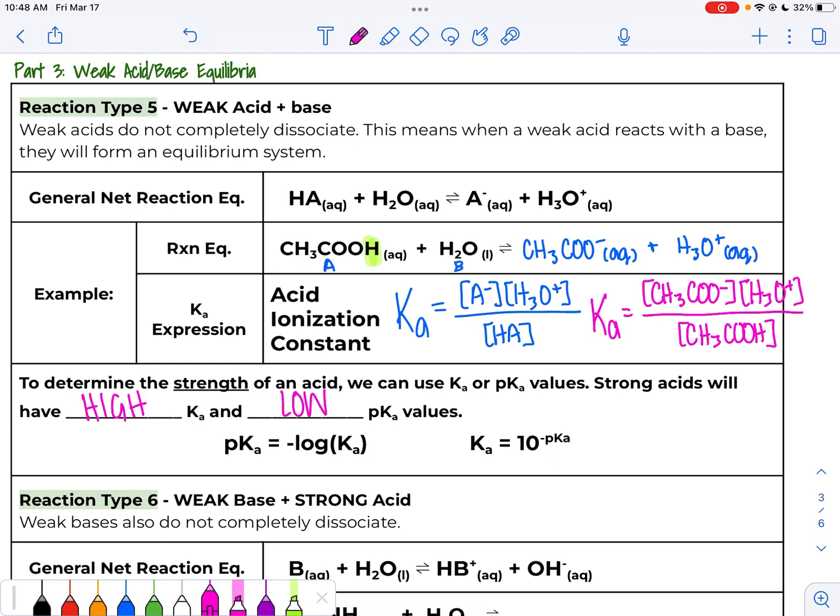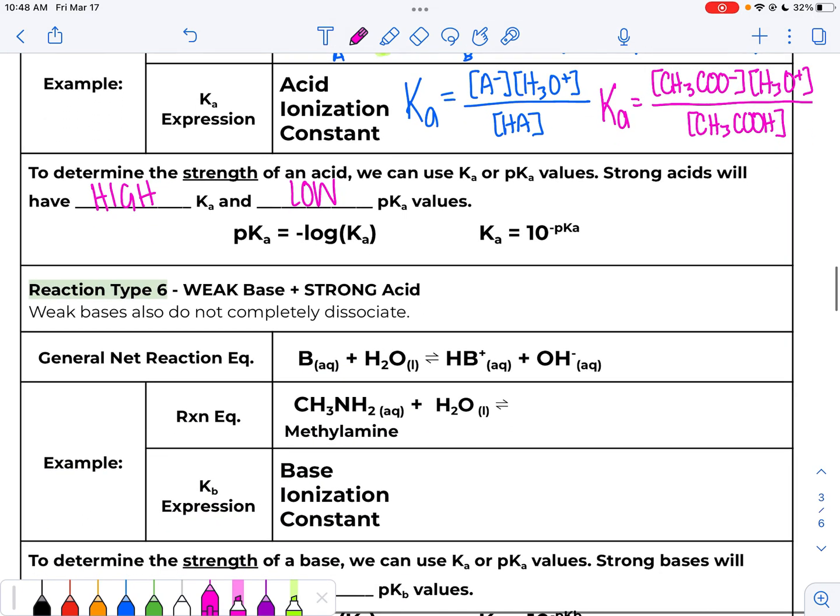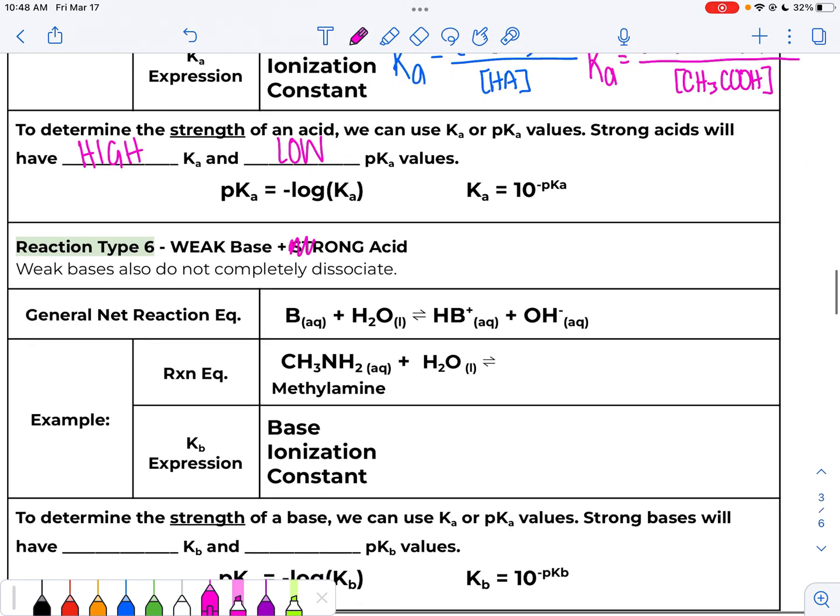All right, so for weak base with an acid, I'm going to take away the word strong, sorry, just weak base with acid. You have base B reacting with water to form an equilibrium system because it doesn't completely dissociate. So you get HB plus OH minus. So here's an example for you.